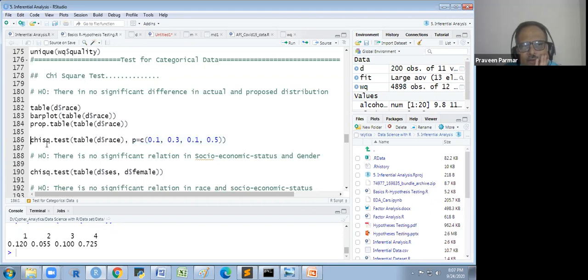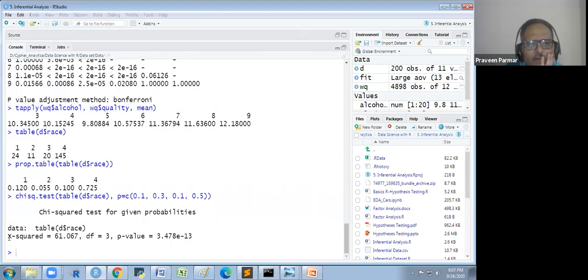So the function is chisq.test table race, and I run this. I will get here chi-squared value, which is 61.067. Degree of freedom is 3 because we have 4 categories. So 4 minus 1, 3. Why it is 3 in this way? It is in this way 3. Okay.